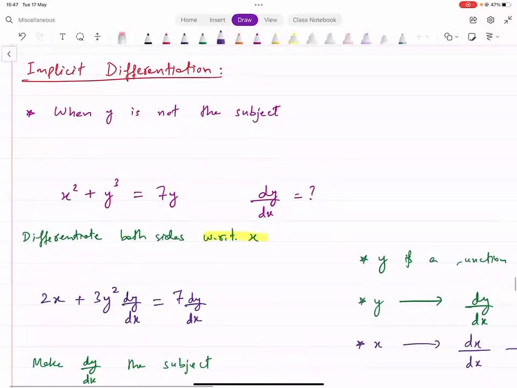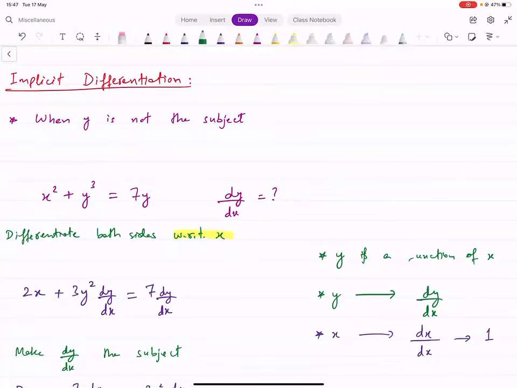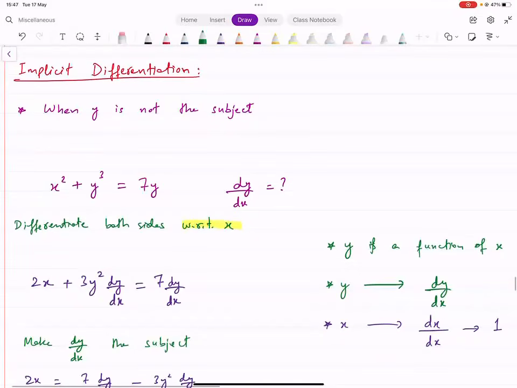Okay, now let's come to implicit differentiation. Now this is probably the most confusing of them all. Let's see how this works. Now, you use implicit differentiation when y is not the subject in a function. Y अगर subject नहीं है, आप directly differentiate नहीं कर सकते. You've got to use this method called implicit differentiation.